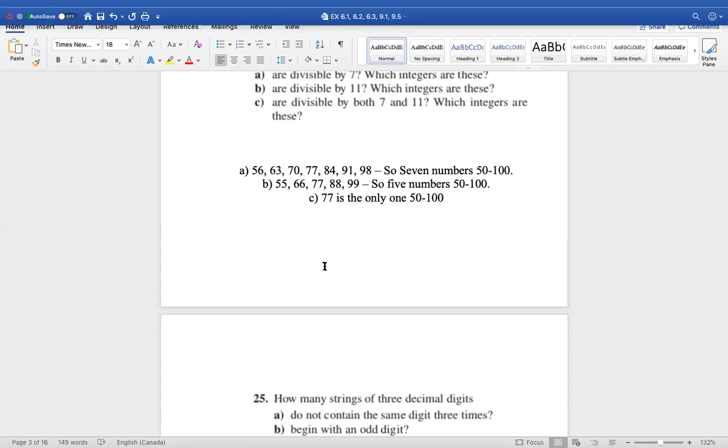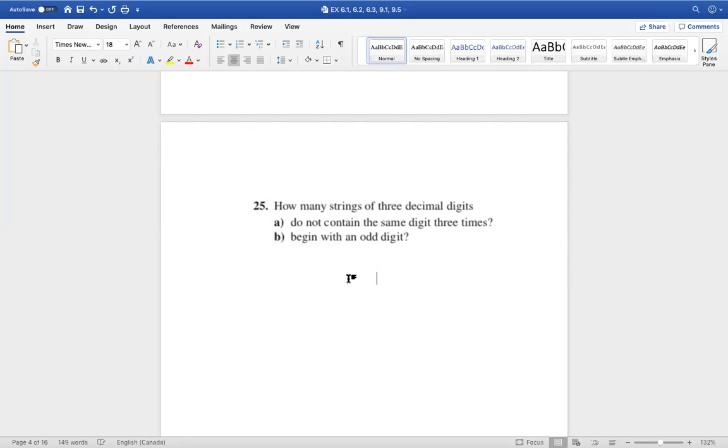Okay, let's move on to the next one. How many strings of three decimal digits do not contain the same digit three times? So it's asking for how many strings of three decimal digits do not contain the same digit three times. Okay, so basically we have a string. A string is just a sequence of letters or characters. In this case, we have a string of decimal digits.